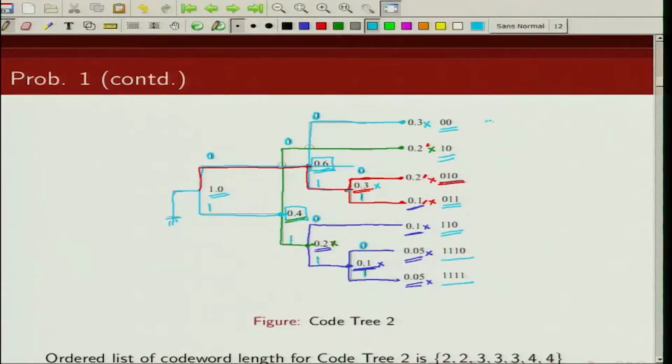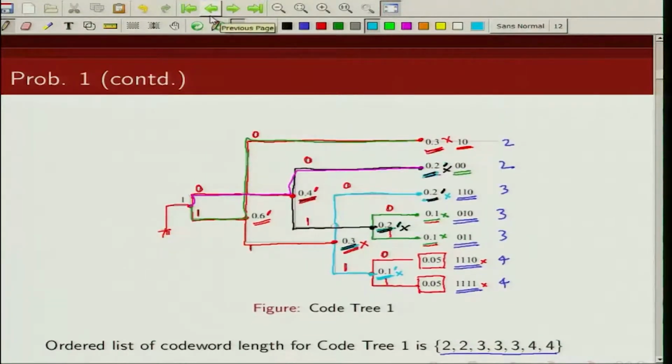So we have code words of length 2, 2, 3, 3, 3, 4, 4. The ordered list of code words: we have two code words of length 2, three code words of length 3, and two code words of length 4. If you compare with the previous Huffman code, this also had two code words of length 2, three code words of length 3, and two code words of length 4.